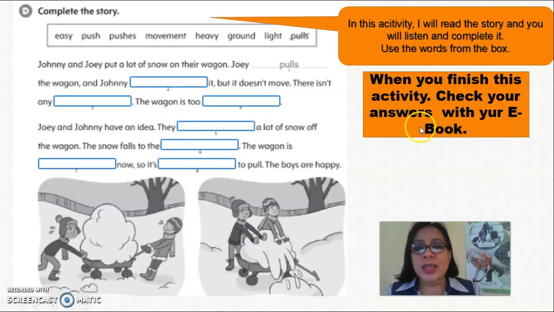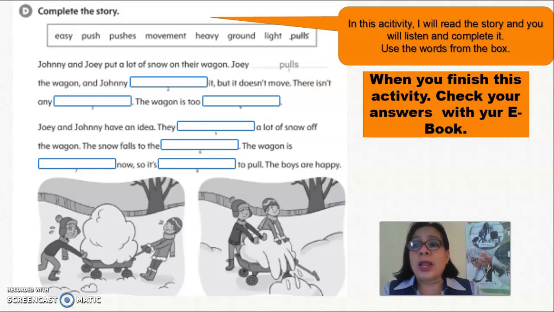Continue. Now, in the exercise it says complete the story. In this activity, I will read the story and you will listen and complete it. Use the words from the box. Easy, push, pushes, movement, heavy, ground, light, and pulls. Pulls is already used, okay? So I will read it and you will listen and complete.